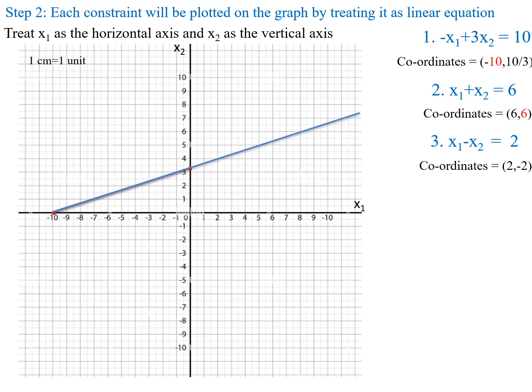Next, mark the 6 comma 6 on the x1 and x2 axes, and join these points. We will get the line for the second constraint equation. So next we have to mark the 2 comma minus 2 on the x1 and x2 axes, and join these points, and we have to extend at the positive side. We will get the third constraint line.